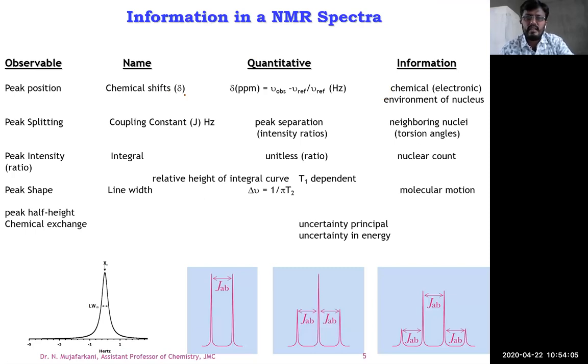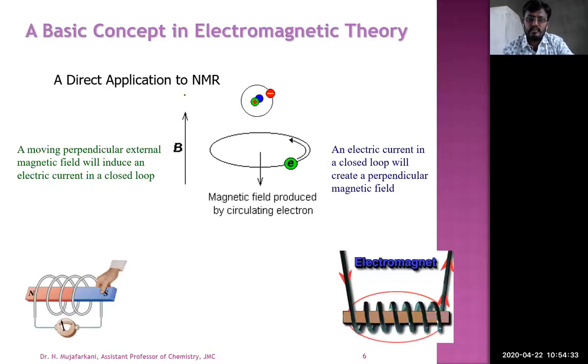Regarding the information in NMR spectra, initially we should know how the signals arise in NMR spectroscopy. Then those signals are placed in a particular position. This is called the chemical shift. Then those signals may be split into multiplets with the help of neighboring protons. And then from the splitting of protons, we may identify the coupling constant. This is the basic concept in electromagnetic theory, and a direct application to NMR.